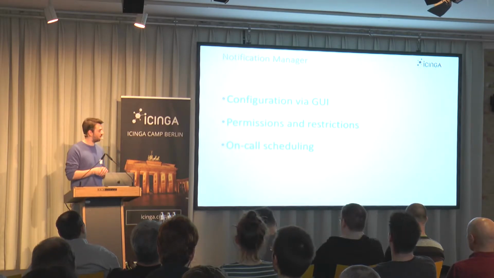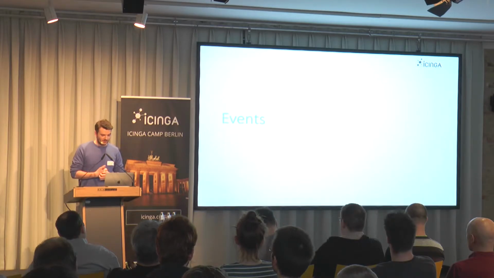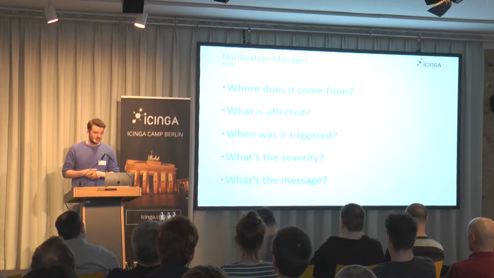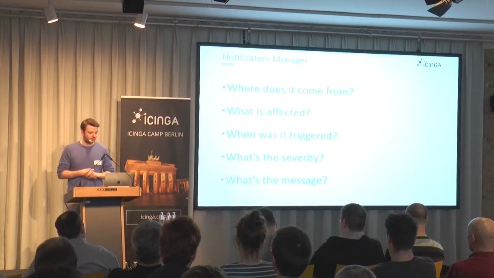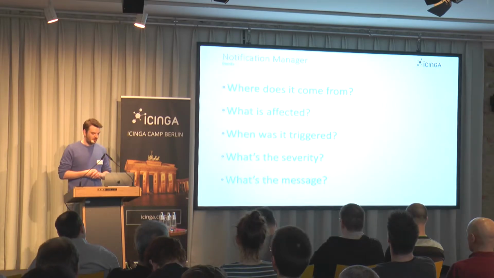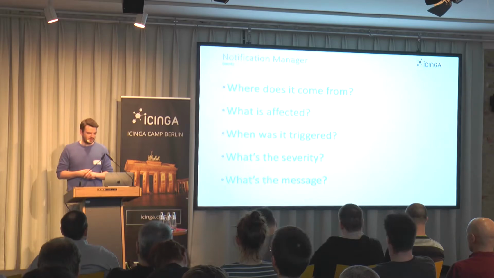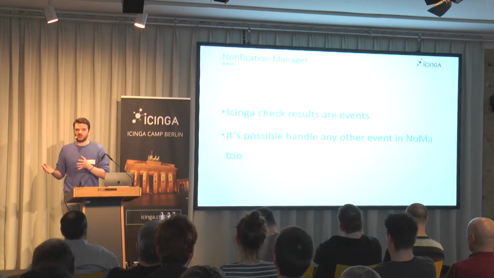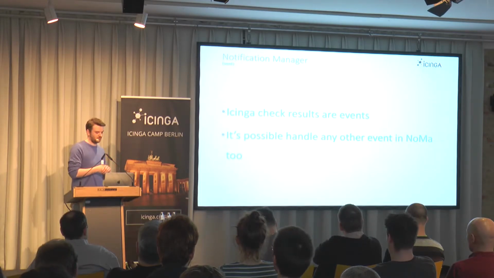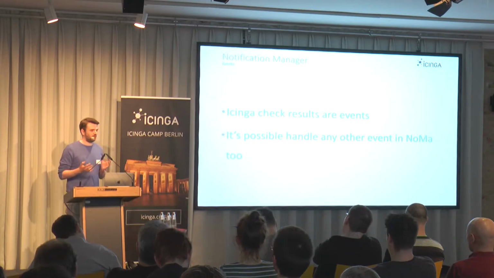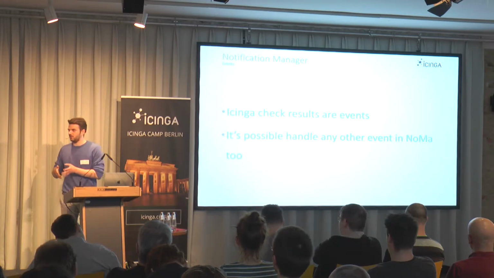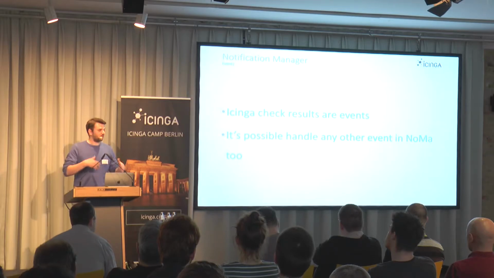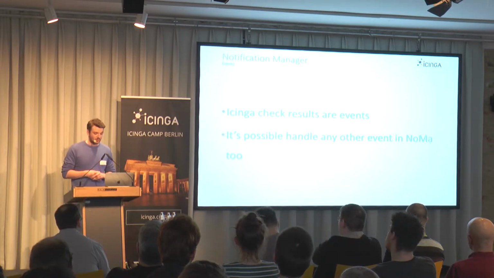The foundation of notifications, of course, are events. Events in Noma answer the following questions: where does the event come from, so which is the source or the origin, what item is affected, when was it triggered, what's the severity, and what's the message. That looks really familiar from Icinga checks. Icinga checks are just events which are forwarded to Noma. But it's possible to handle any other event in Noma too, so it's not bound only to Icinga configuration or Icinga objects. You can send any other events to Noma too. And we'll see afterwards what's good about it.